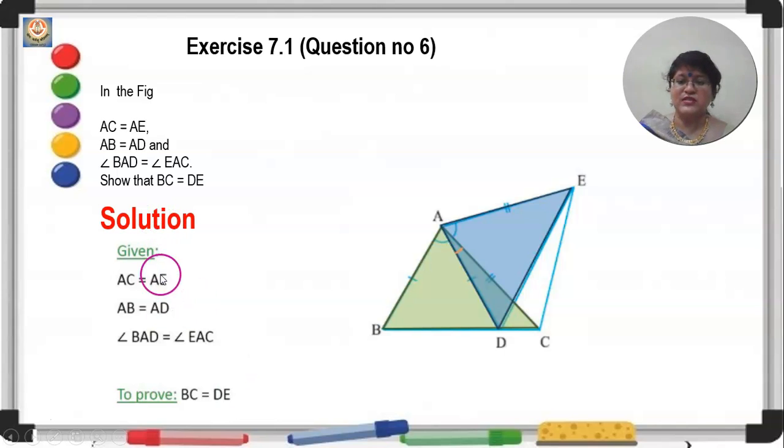Okay, so this is what is given. All that is given out here, I have just copied it back again out here. So what is it that you need to prove? You need to prove BC equal to DE. Let us look at the proof of this question.